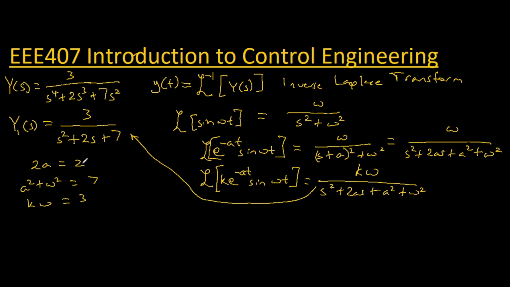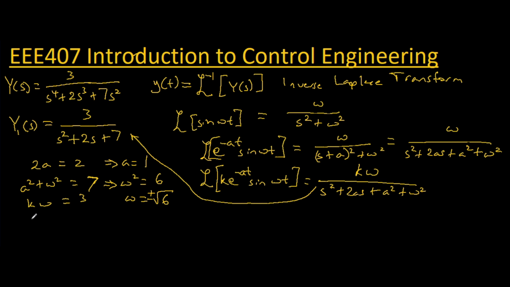First of all, 2a is equal to 2. From this, it is obvious that a is equal to 1. If a is equal to 1, then this second equation implies that omega squared is equal to 6. I hope that's obvious. A is equal to 1, take that to the other side, that becomes 6. So omega squared is equal to 6. In other words, omega is equal to the square root of 6. Strictly speaking, it is plus or minus the square root of 6.